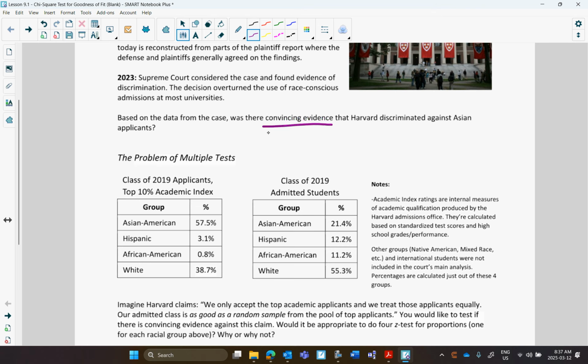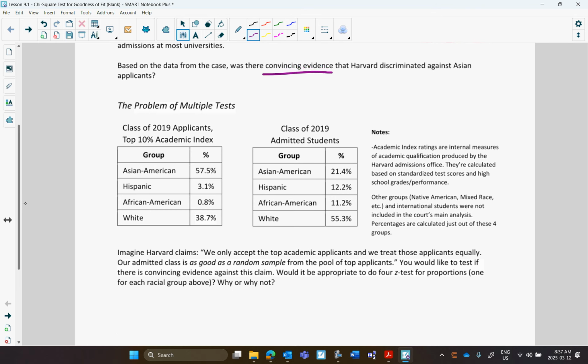So here's the data from 2019. Here are all the applicants, of which there are many. And the top 10% is broken down by group. So we can see that Asian American was over 50% in the top 10% of the applicants. Hispanic was 3.1, African American was a little less than 1, white was a little less than 40.